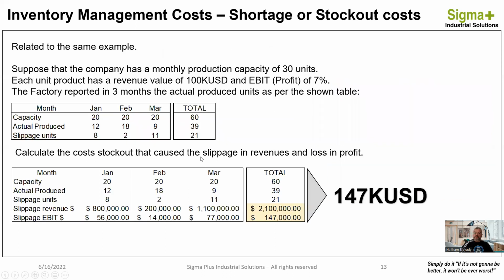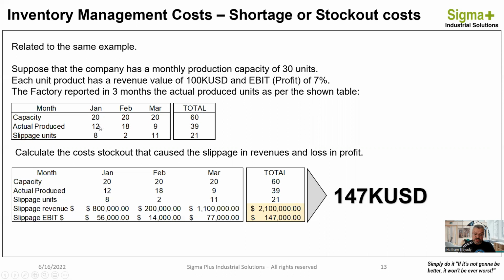Okay, so if we refer to the same example, suppose that the company has a monthly production capacity of 30 units. Each unit product has a revenue value of $100,000 and an EBIT, or a profit, of 7%. The factory reported the actual produced units over 3 months as per the shown table.